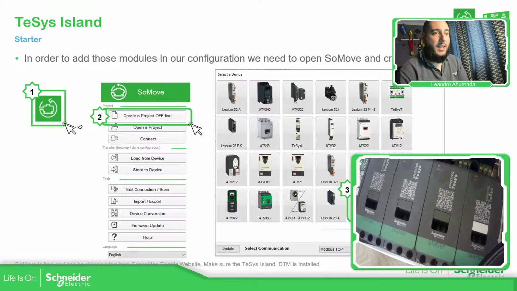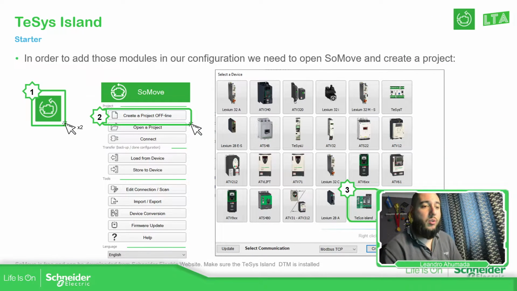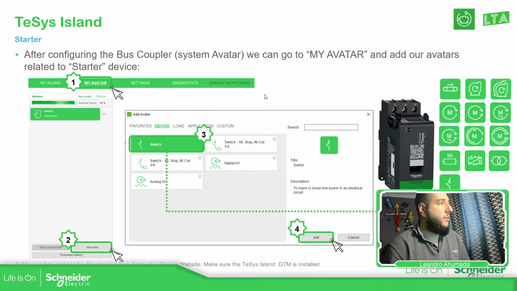Now, how can we add these things? Basically we just need to open SoMove, and once we open SoMove we should be able to see the TeSys Island there. If we don't see it, it means that you don't have the DTM. So if you don't see the TeSys Island there to add, then you just need to install the DTM, and the DTM is free, also SoMove, so use it. Now, how can we add this starter? As soon as you open SoMove, let me just open SoMove.